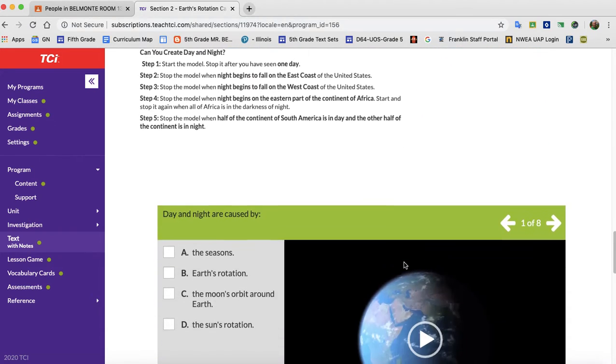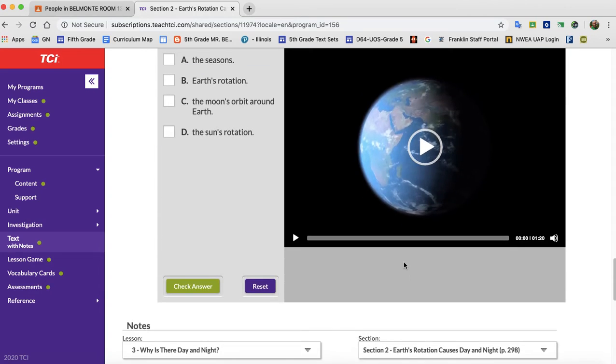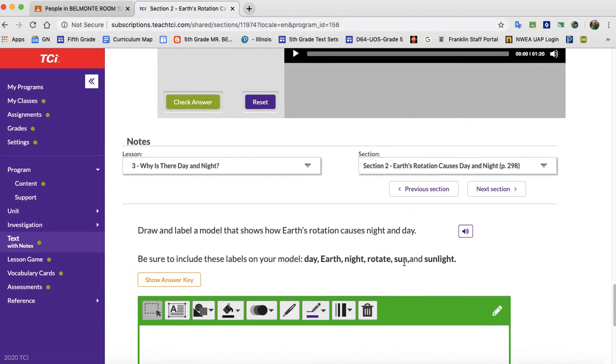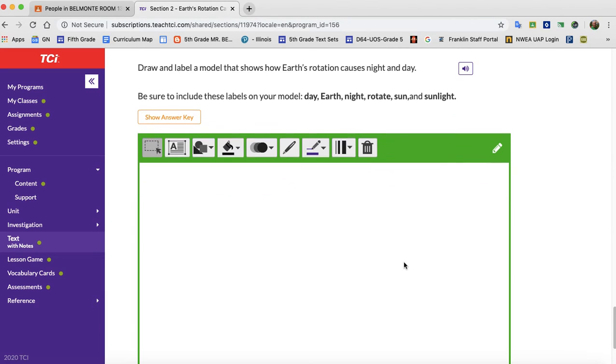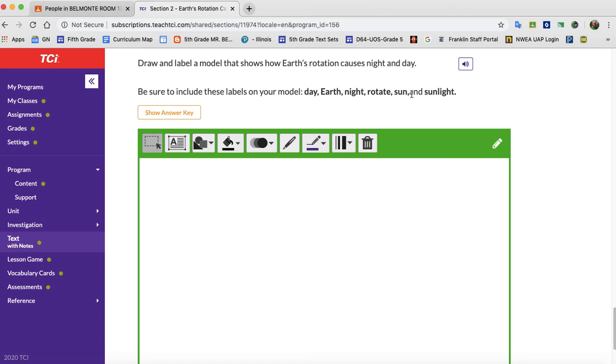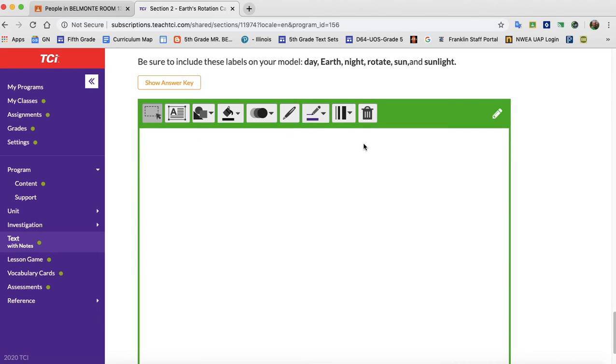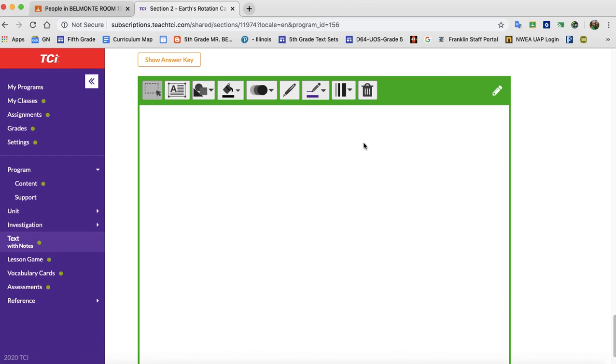We're going to scroll down here. We don't have to worry about this or this, but I do want you to do this. Draw and label the model that shows Earth's rotation and how it causes night and day. This is what you need to do, and this is the end of the lesson for today. This is the end of Science Lesson 1.